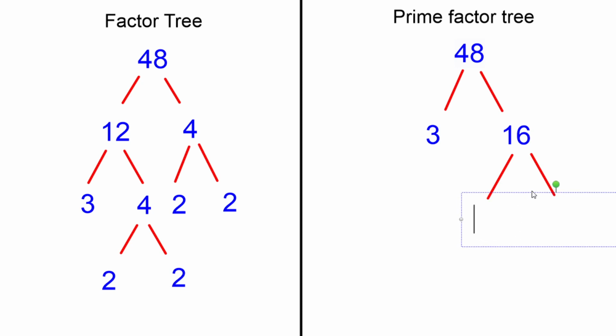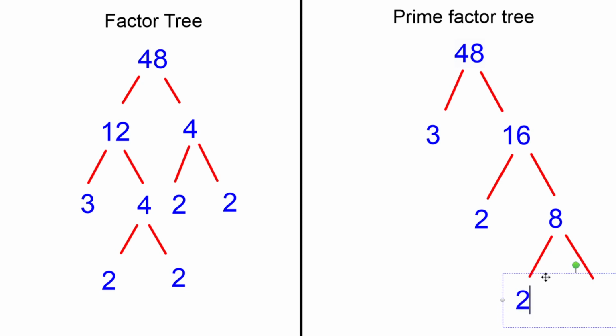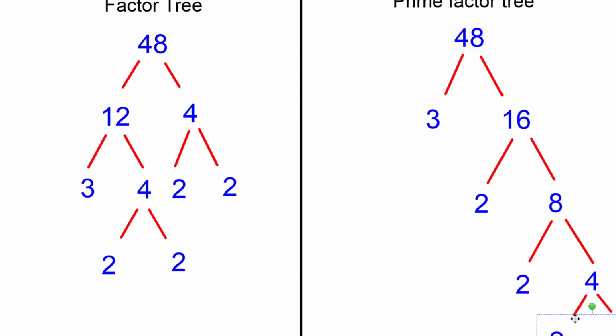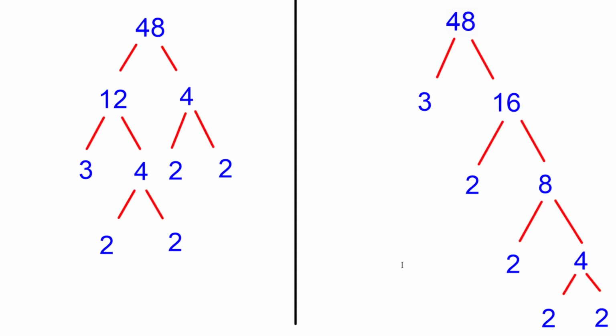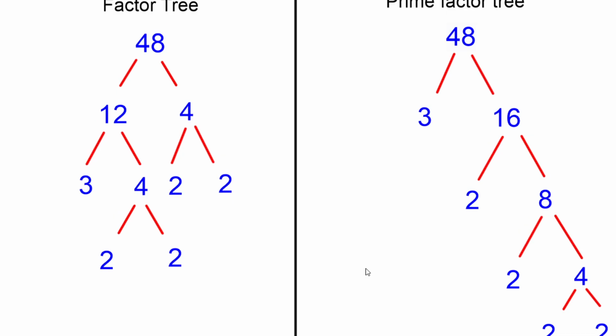Now, I can choose to do 2 and 8. That 2 is a prime number. And the 8, 2 and 4. And I have to make this a bit smaller. I'll scroll down actually. 2 and 2. Hopefully you can all see it. Make my screen smaller. There you go. Okay, so that's my prime factor tree.